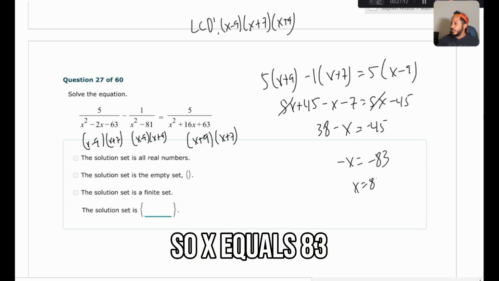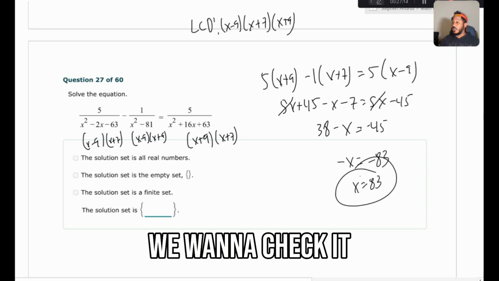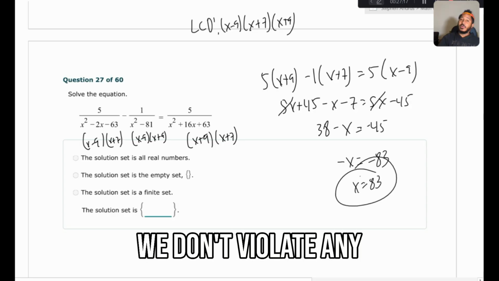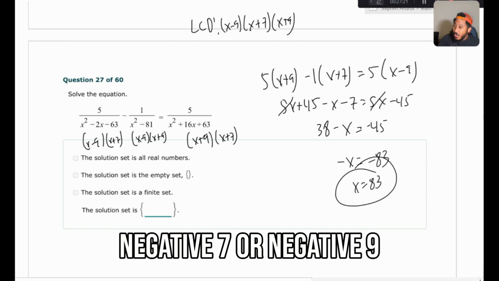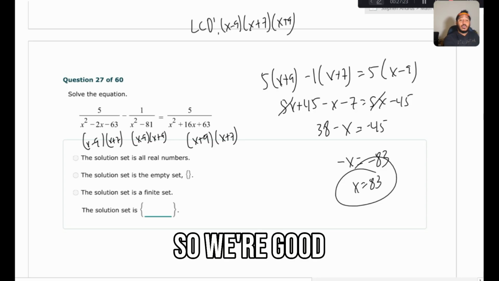So x equals 83. Again, we want to check it by plugging it back in and making sure we don't violate any of the denominators. But for the denominators, we just know x cannot be 9, -7, or -9. I didn't get those, so we're good.